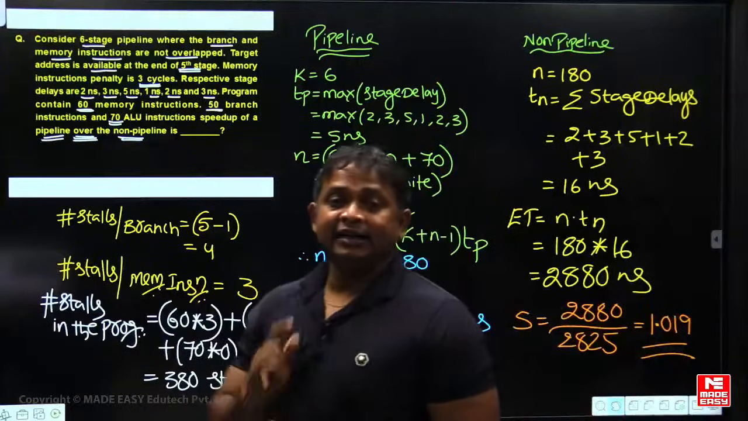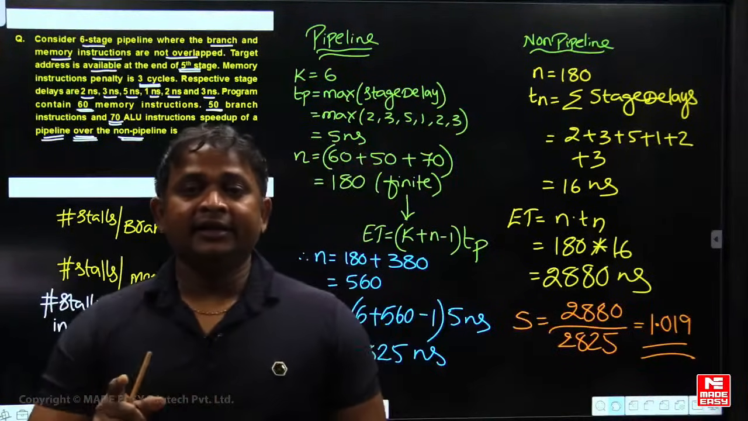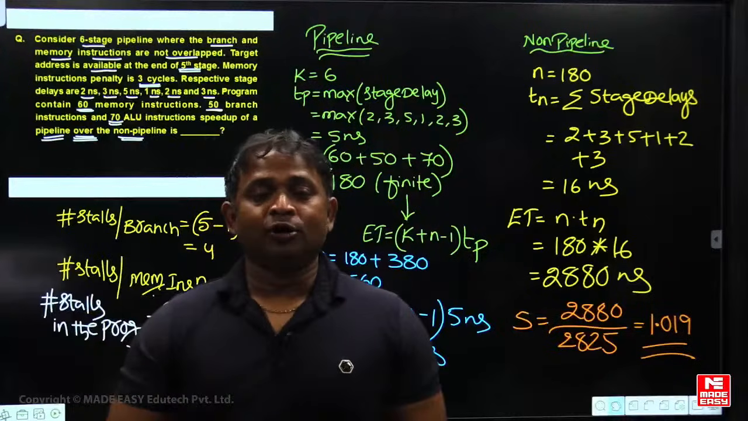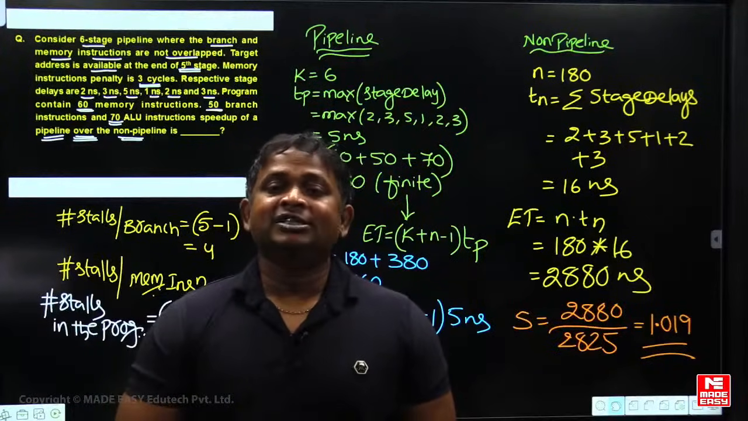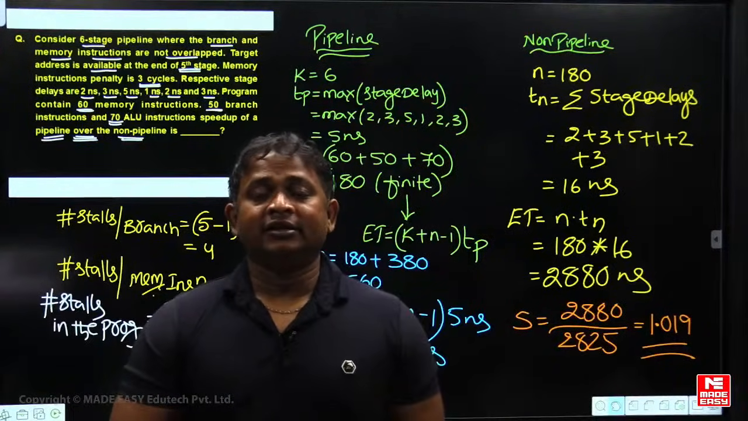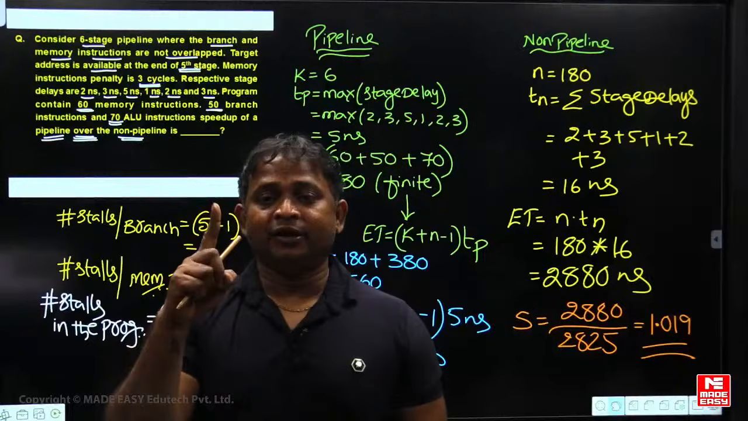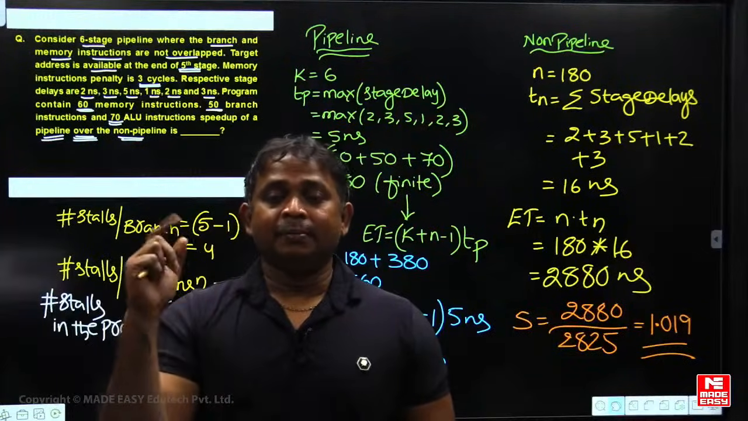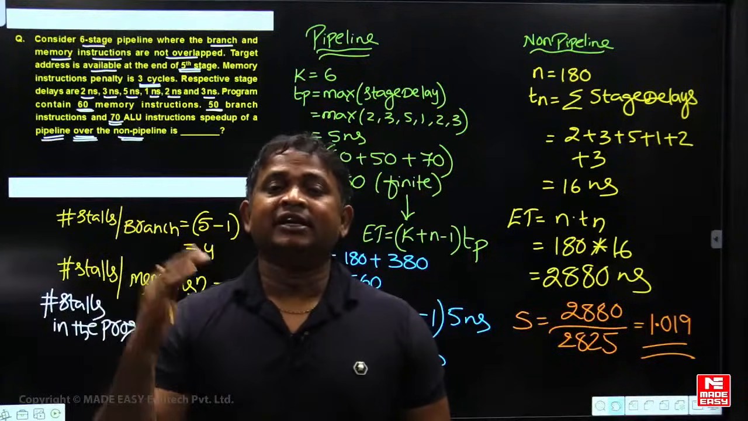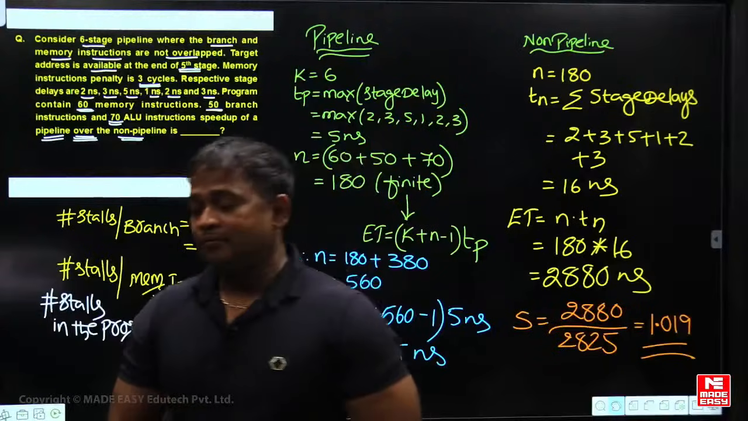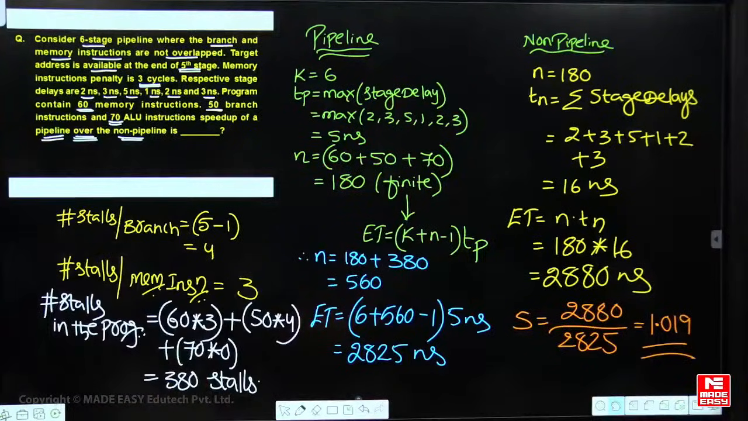Okay, students, when n is given as finite, use the k plus n minus 1 formula. When n is not given, that is infinite, then CPI of the pipeline is 1, so 1 plus number of stalls per instruction into cycle time. So formula, you know that.